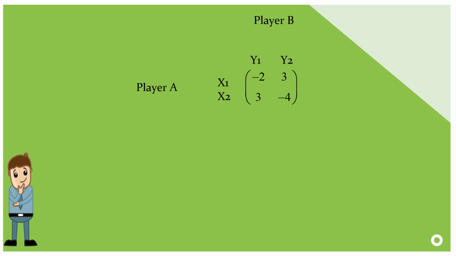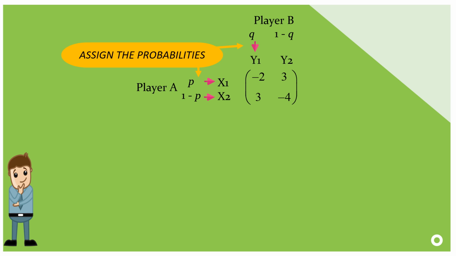First step is to assign the probabilities. For player A, since there are two choices of strategies, assign a probability P to player A's choice of strategy X1 and 1 minus P to player A's choice of strategy X2. Similarly, for player B, assign probability Q to strategy Y1 and probability 1 minus Q to strategy Y2.